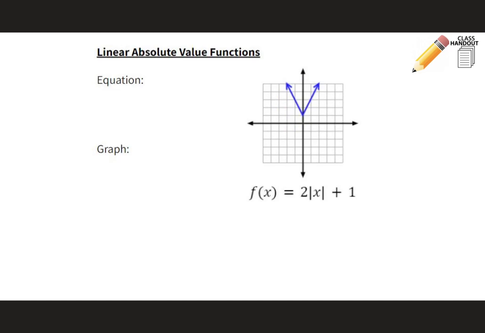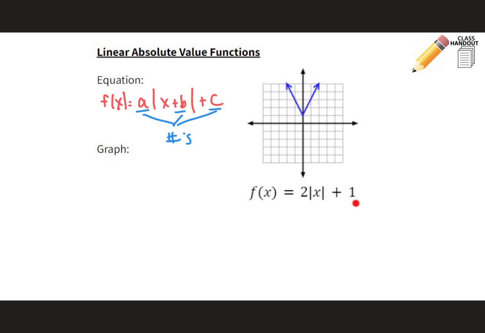All right, our last function family is a linear absolute value function, and the equation has the form f of x equals a times the absolute value of x plus b, plus c, where a, b, and c are numbers. One thing to keep in mind, I'm saying that a, b, and c are numbers, but it might be the case where that number might be 0, so it might look like it's not there.